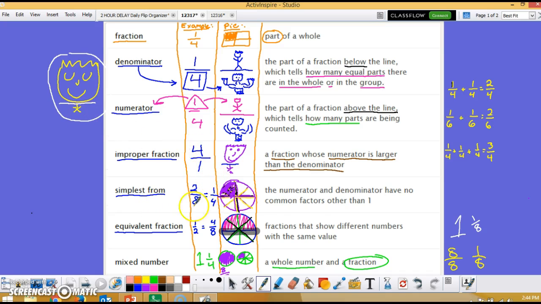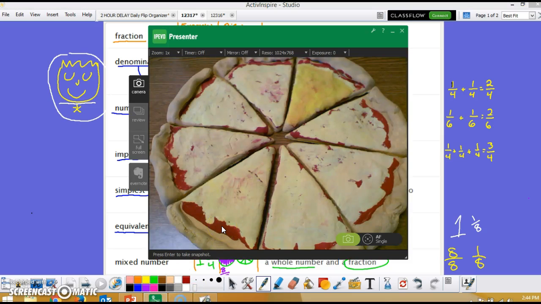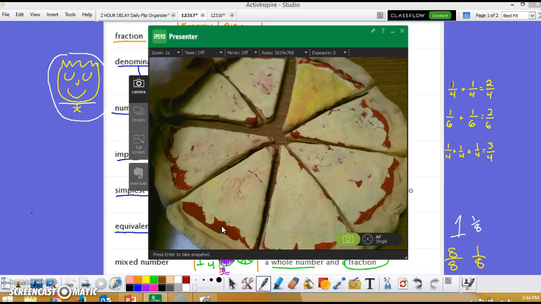A fraction in simplest form is when the numerator and denominator have no more common factors other than 1. Similarly, equivalent fractions are fractions that show different numbers with the same exact value. For example, if I had a pizza with 8 different slices, and I wanted to separate it and show that I ate 2 slices of pizza, I could call that 2/8.